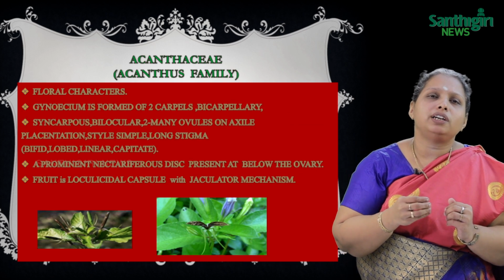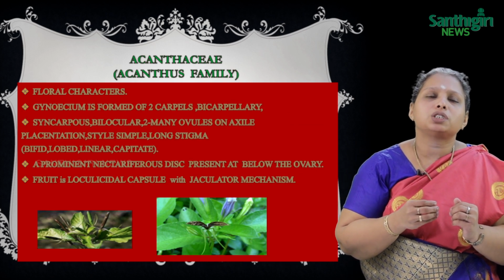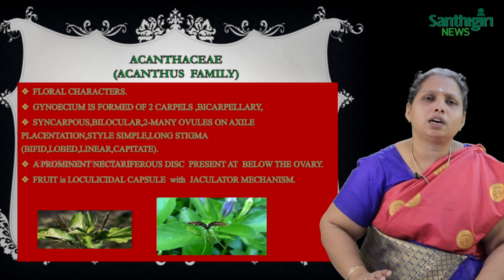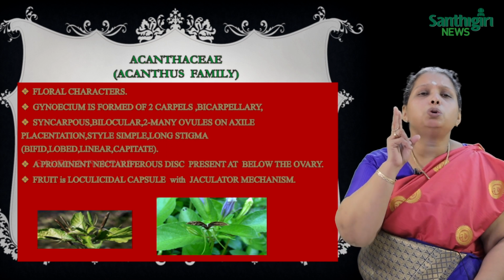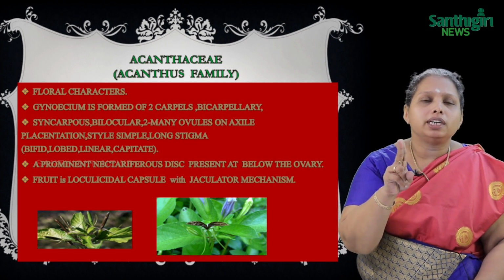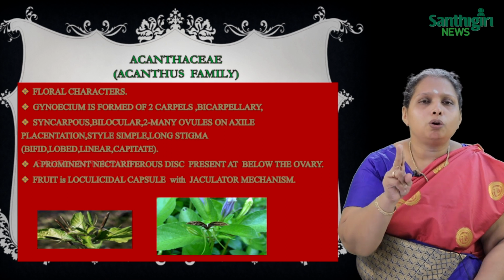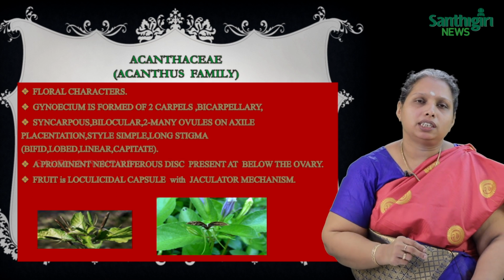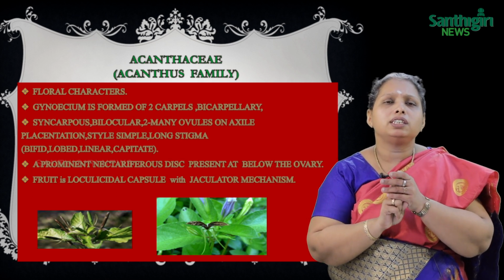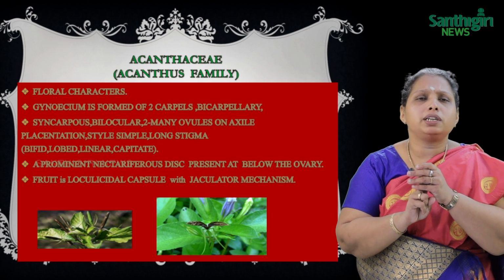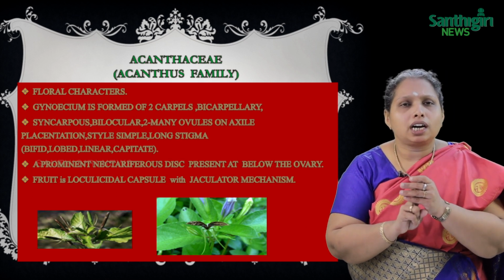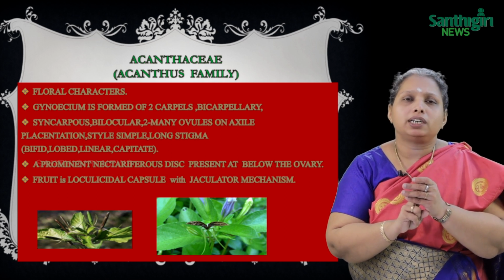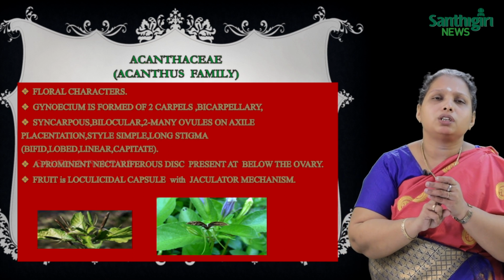Then next is called gynecium. Gynecium consists of how many carpels? 2 carpels, bicarpellary, syncarpous, bilocular, with many ovules on axile placentation. Once again I announce the terms: 2 carpels, bicarpellary, syncarpous, bilocular, with many ovules on axile placentation. That is all about the condition of gynecium.